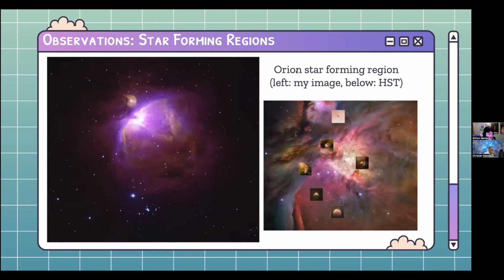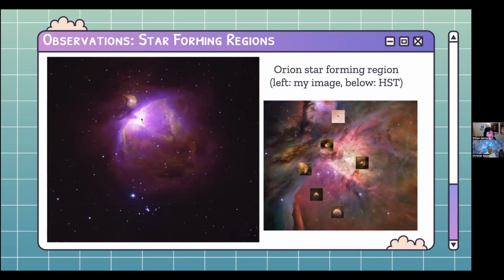And there's a particular star forming region that is very, very good to observe if you're an amateur, and it's coming up at least for the northern hemisphere. It's sort of rising in the winter, and that's the Orion star forming region. So this is one of my own amateur observations of Orion. And on the right here is the Hubble Space Telescope version, slightly zoomed in. But Orion is one of my favorite targets.